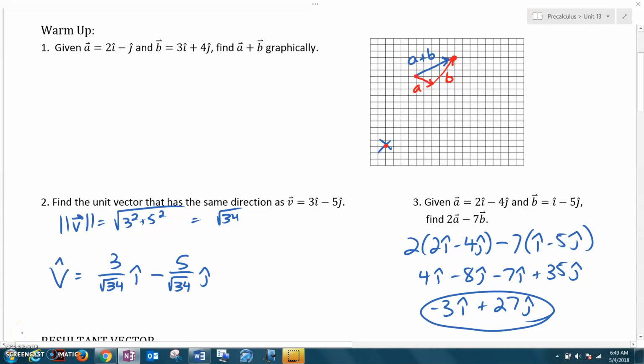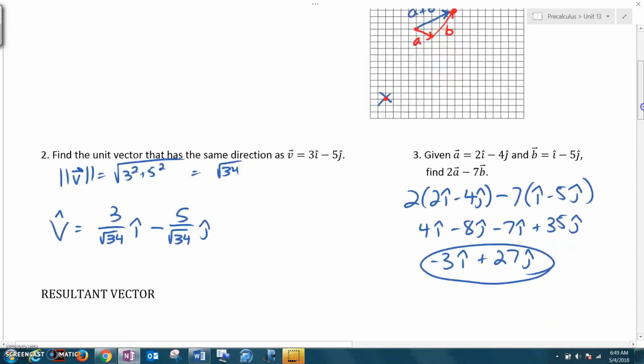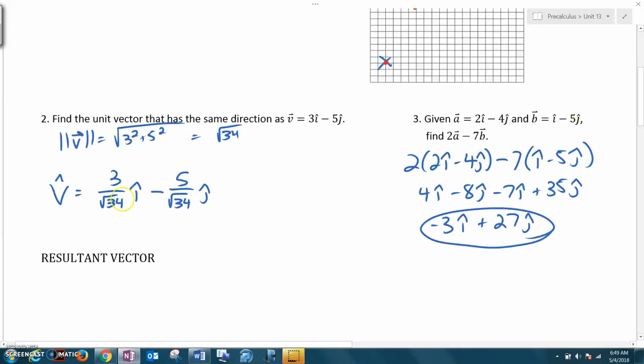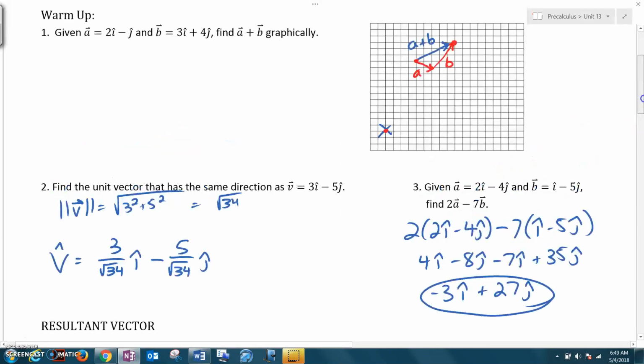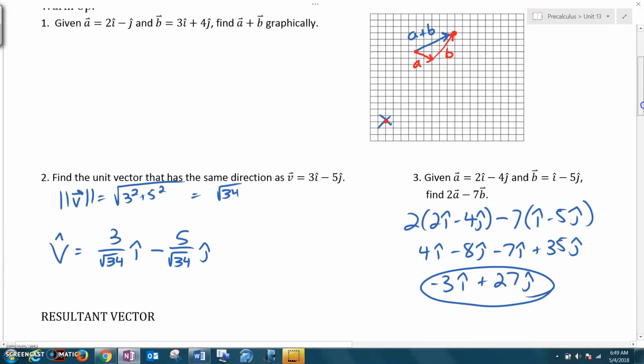Here are the answers. So, real quick, with graphing vectors, you can put them wherever you want, so there was no right place to start. Just do the movements. 2 to the right, 1 down is A, and then 3 to the right, 4 up is B, so connect that. Unit vector: divide by the magnitude of the original, so we just divided by root 34, and here you just do some math. So check your answers again. There's that one, and that one.